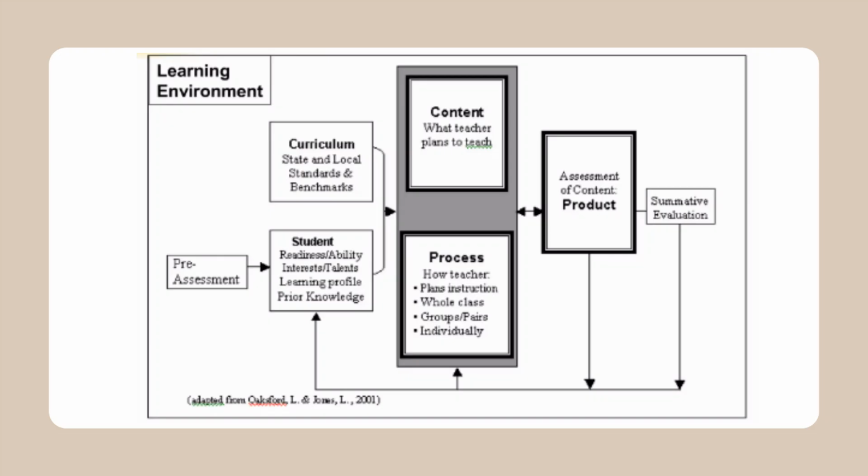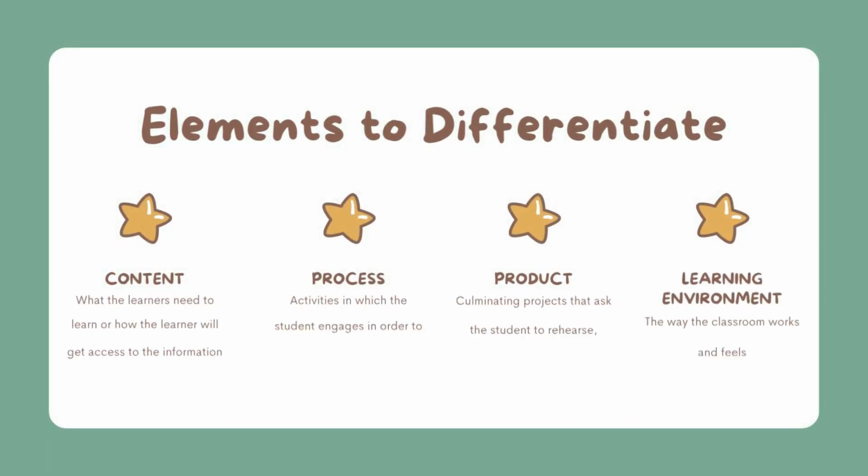A model for differentiated instruction elaborates that the curriculum and learners are unalterable factors. However, the learning environment, content, process, and products may be modified to reflect the principles of differentiated instruction. Now let's define each.